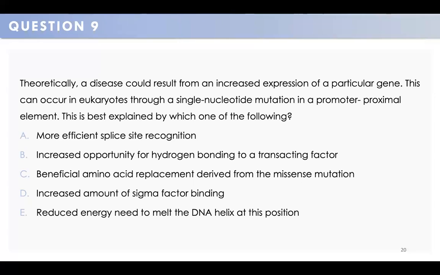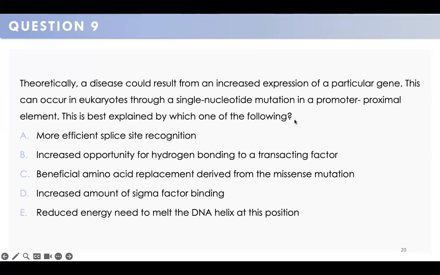A, more efficient splice site recognition. B, increased opportunity for hydrogen bonding to a transcription factor mainly. C, beneficial amino acid replacement derived from the missense mutation. D, increased amount of sigma factor binding, or E, reduced energy needed to melt the DNA helix at this position. B. That's correct, it's B.